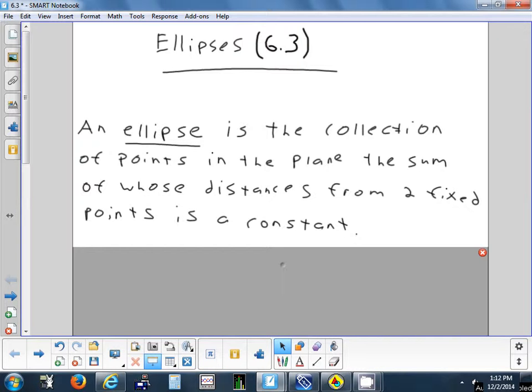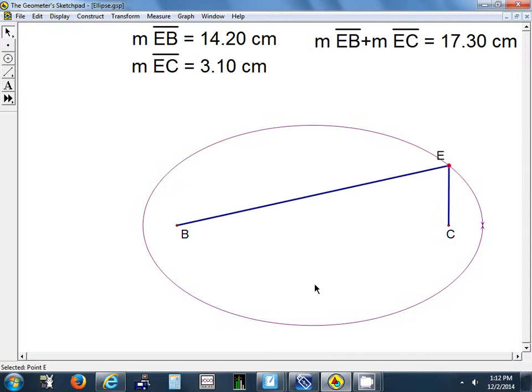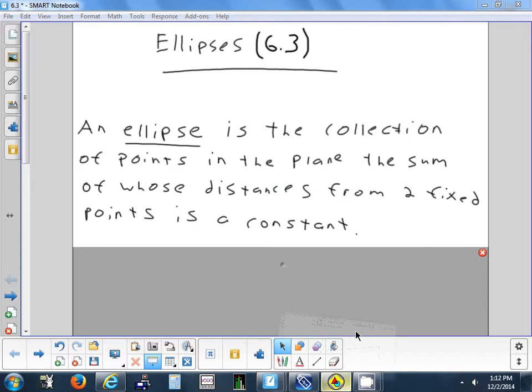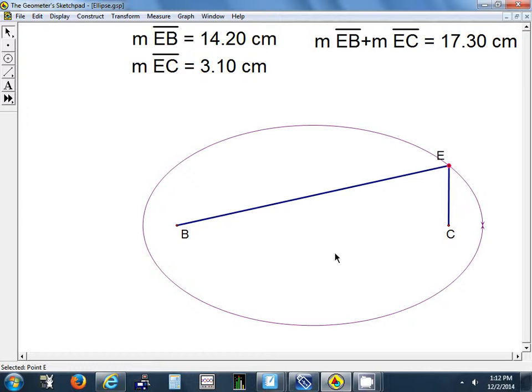Okay, so let's take a look at a picture where I can show you the definition. So here's an ellipse, and the 2 fixed points that I was talking about in that definition are B and C in that picture. E is a point along the edge of the ellipse that I can drag around. What I'm going to do is measure the distance from E to B, and then measure the distance from E to C, and then add them up. And right at the top of the screen, it'll do that for me.